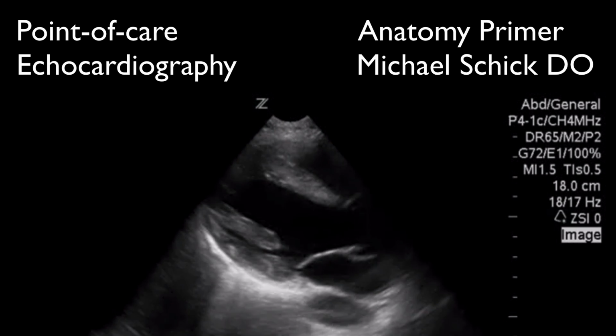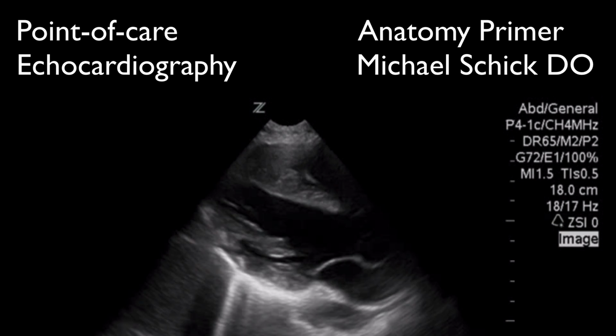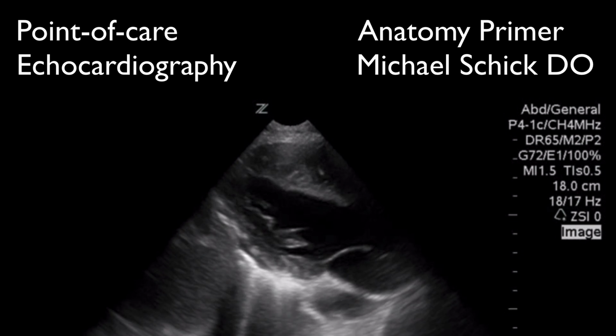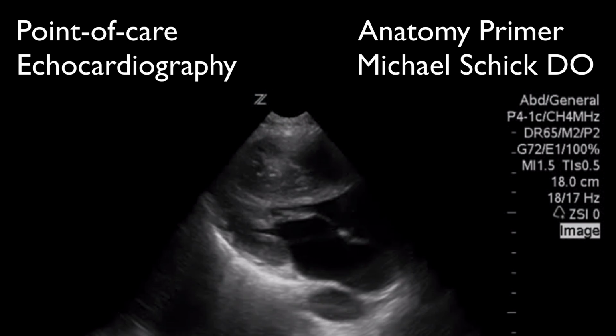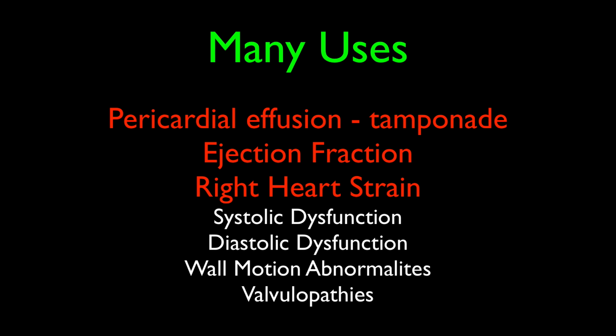Echocardiography was one of the first modalities of point-of-care ultrasound. We used it to rule out pericardial effusion and tamponade. Currently, in emergency medicine training, it is standard to learn how to rule out pericardial effusions, as well as to estimate ejection fraction and to rule out right heart strain.